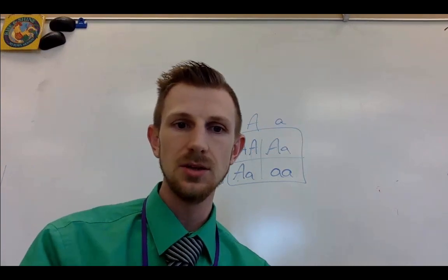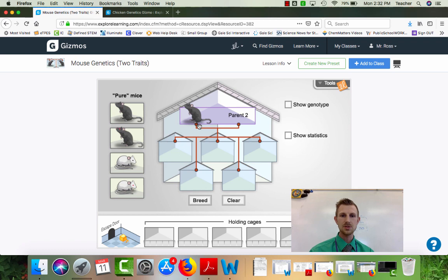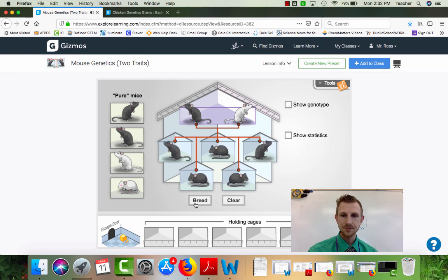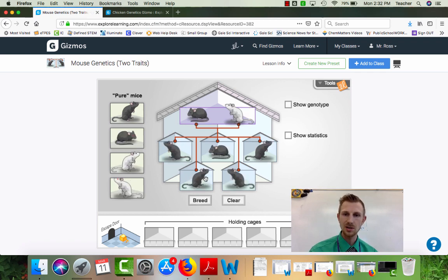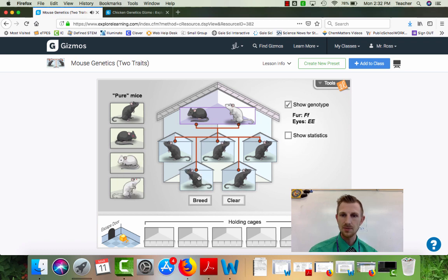We then looked at the same thing with mice. And so when you guys took a white mouse and a black mouse and bred them together, all of the babies came out to be black. But then we saw, when you look at the genotypes, all of these babies were big F, little F, big F, little F, big F, little F.